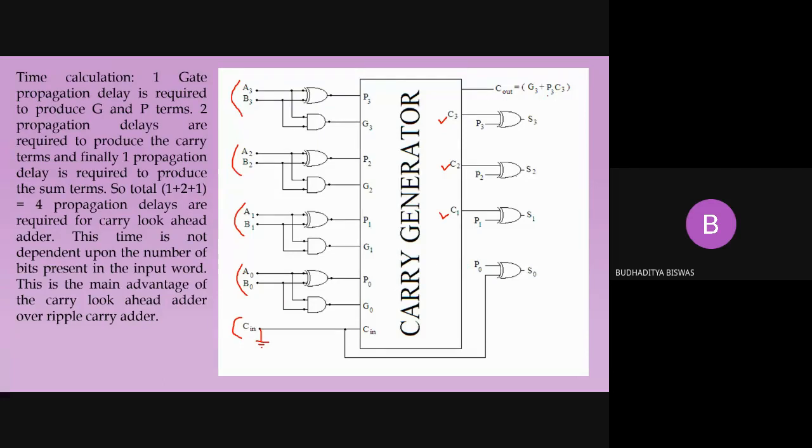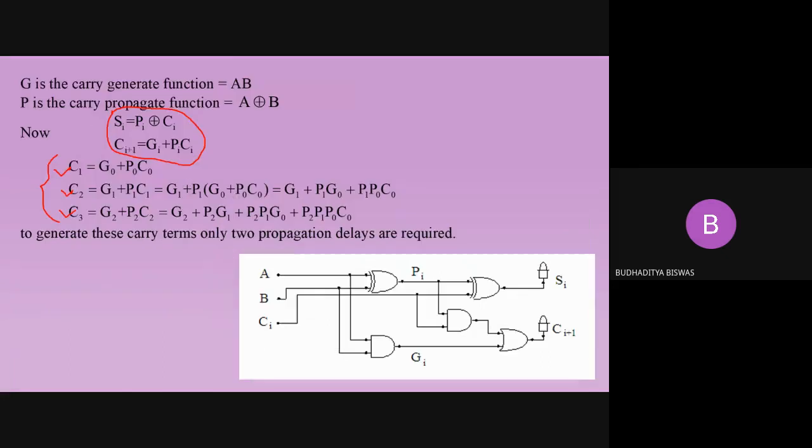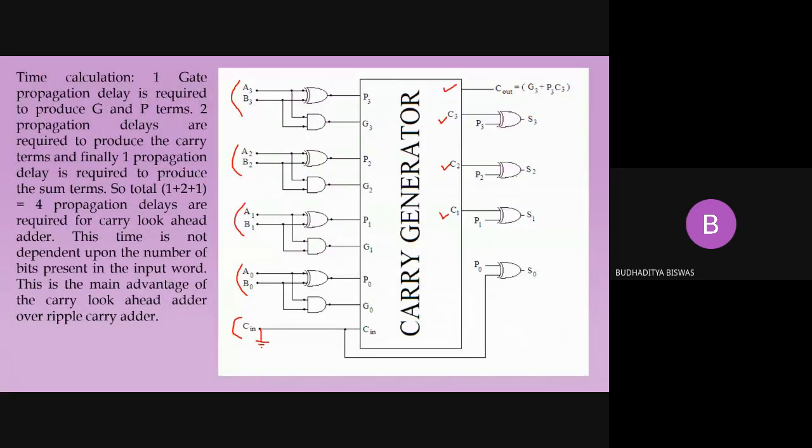The final carry out is also generated using the carry generator. That is actually C4. The final carry out equal to C4. So C4 means in this expression, if I just put i equal to 3, it will generate the value of C4. And also only 2 TP time is required for generating this one. So now let's see how much time is required for the whole complete process.